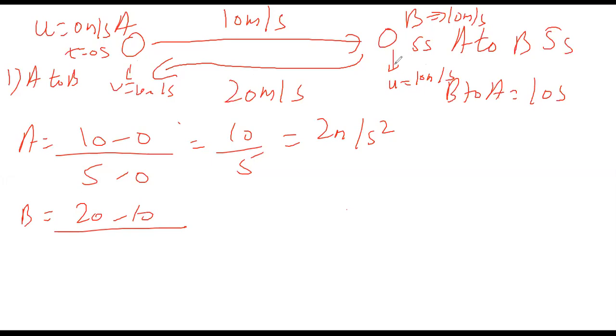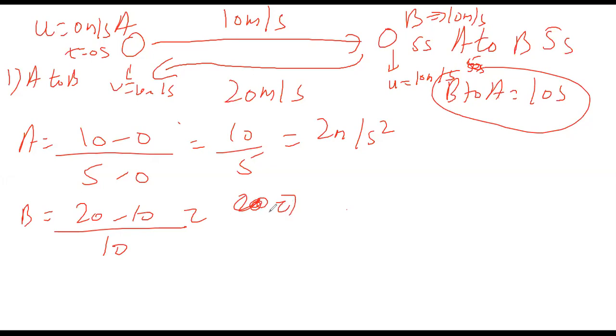At point B, the time is how much? 5 seconds. And at point A, when it goes back, it takes 10 seconds, right? So the total time to travel is 10 seconds. It is given in the question. So the change in time should be 10. 20 minus 10 over 10. So this is 1 meter per second square.